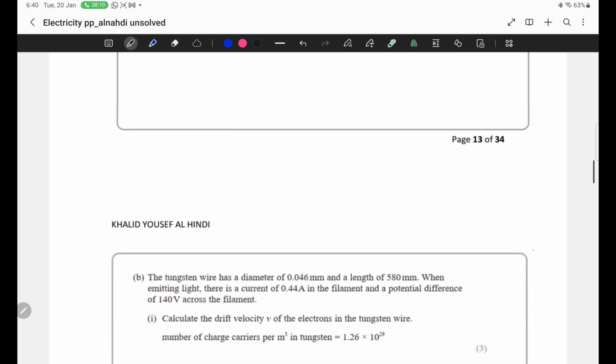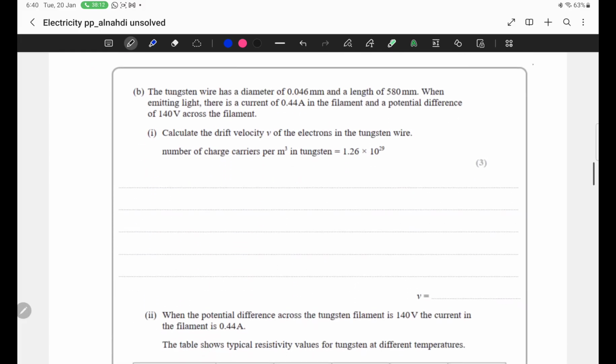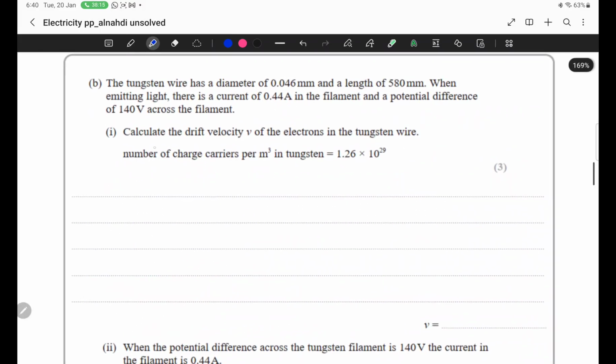Okay, and now we have a question. The question is to calculate drift velocity. Sir, the formula of drift velocity is I = nAve. And in this question, sir, we are given the diameter, so area will be pi r squared. Okay, so I am starting to put the values, or I am asking Zainab.